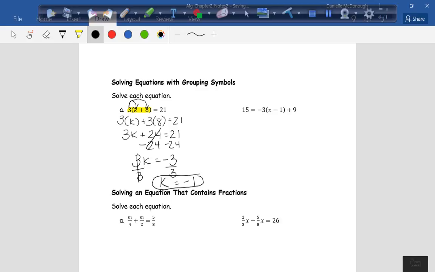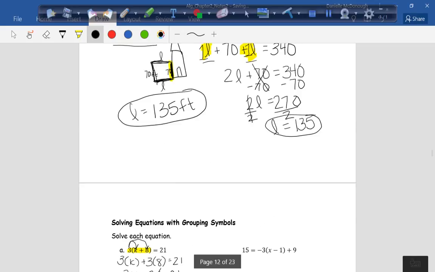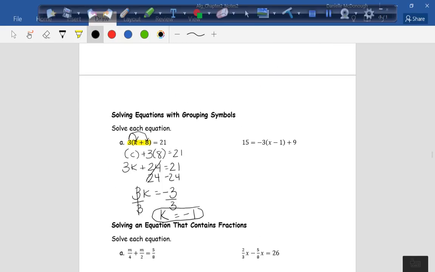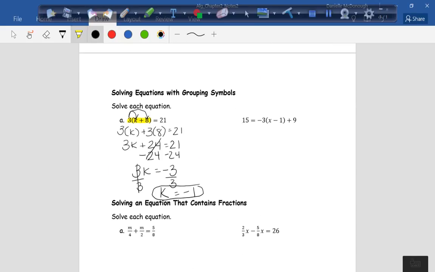This next one is a little bit different because there's actually going to be a couple extra steps here. Because remember, if I was to go back up to the top real quick, we're basically right here on this one. So use the distributive property to remove parentheses and then combine like terms on each side. So if I go back down here, if you notice, I have this distributive property that I need to do first. Okay, so let's do that part.